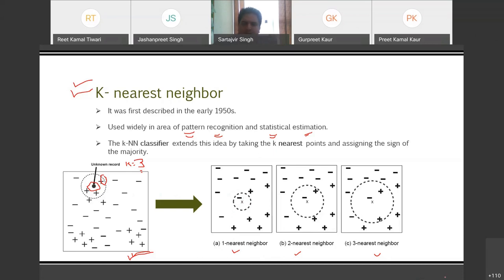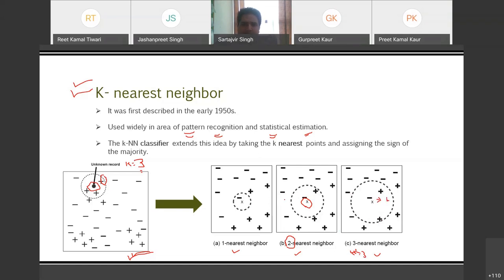On the other end, if I change the value of k to 2, then 2 samples are considered to find the record of this x point. There is an equal majority, so on the basis of the nearest, it will be assigned to the negative sign. And in the third case, if I change the value of k to 3, then 3 samples are considered, and on the basis of the majority, there are 2 positive signs, so this will be assigned to the positive.